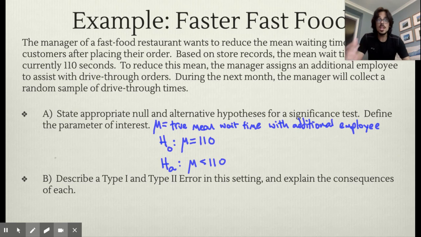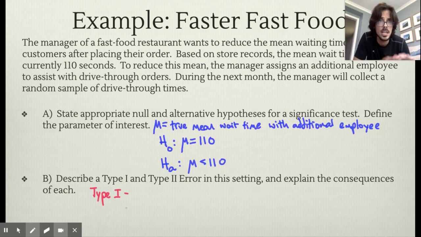So if we think about what could happen, we have a type 1 error and we have a type 2 error in this problem that we could make depending on our conclusion. What would a type 1 error represent in this problem? Maybe pause me and see if you can think about what that would actually mean, and I'll talk about it right now. So type 1 error, remember, fail to reject.